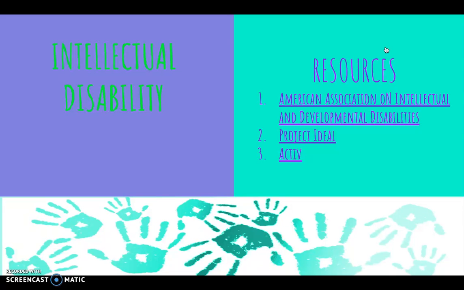The next category is intellectual disability. Intellectual disability refers to being significantly below average in general intellectual functioning, and it exists concurrently with deficits in adaptive behavior, and it's exhibited during periods of the development, and it adversely affects the child's educational performance.